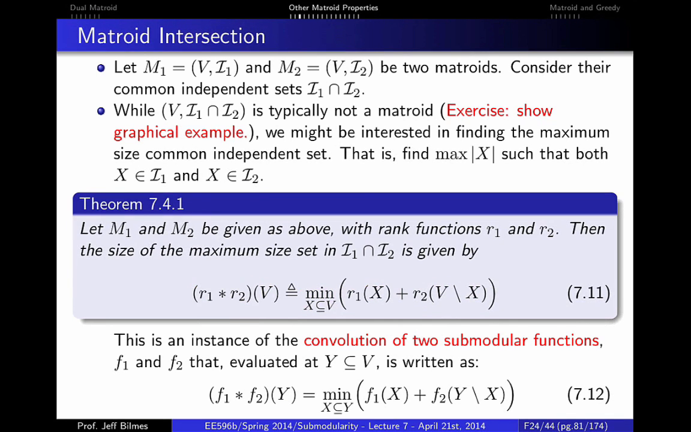Now, why is it convolution? Because we can define the convolution in general of two submodular functions in this way. So f1 star f2, the convolution of the two functions evaluated at y, is equal to this minimization problem. Interestingly enough, if f1 and f2 are both submodular, this corresponds to a submodular minimization. So just to evaluate the convolution, you need to perform submodular function minimization.